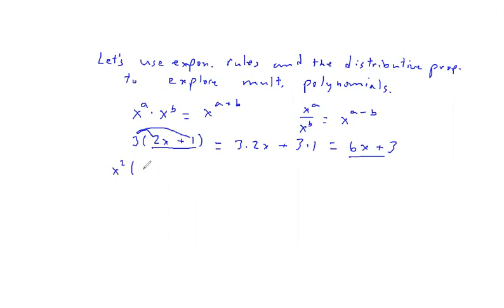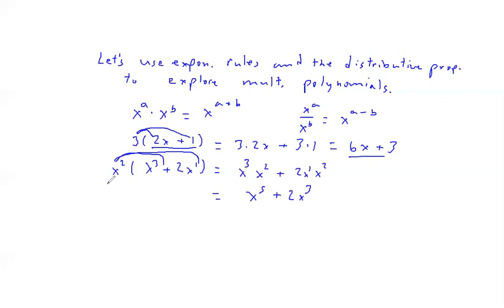Suppose I had x squared times x cubed plus 2x to the first. Okay, so I can distribute the x squared. So we'll distribute that x squared, and I'm going to put it in back of each one of these terms. So I have x cubed times x squared plus 2x to the first times x squared, which gets us x to the fifth plus 2x to the third.